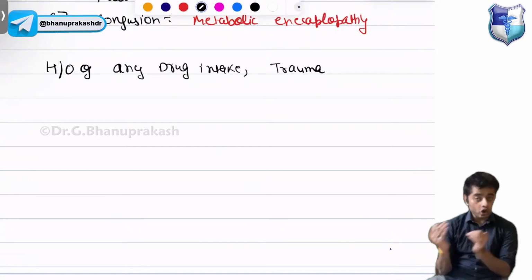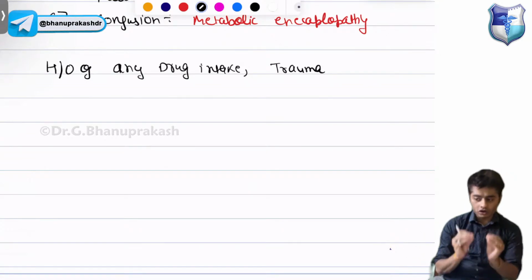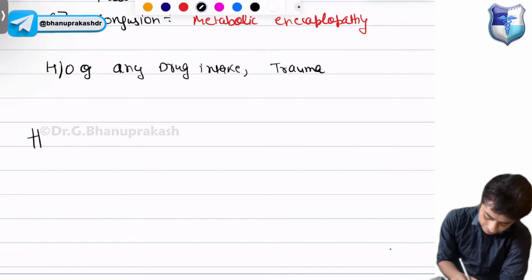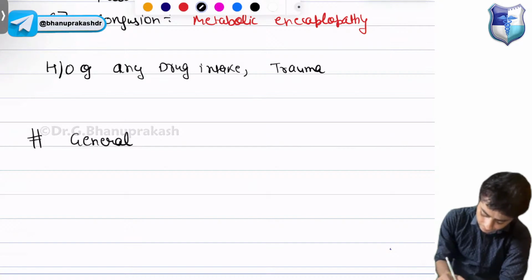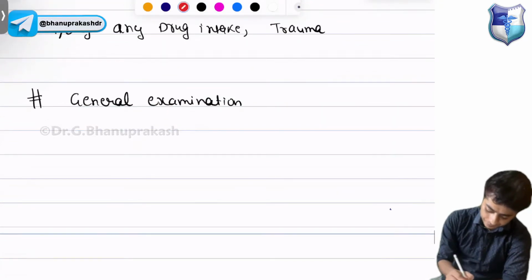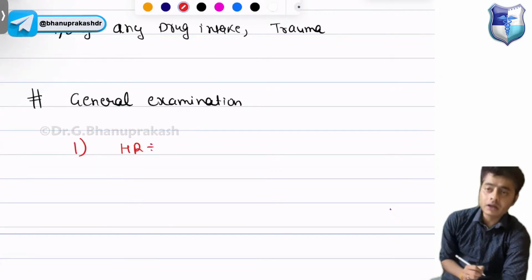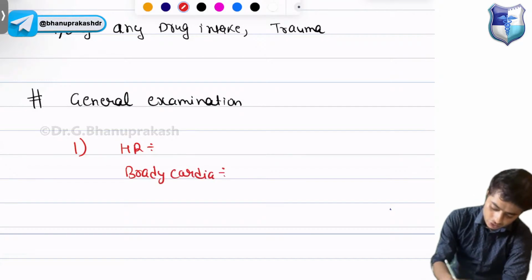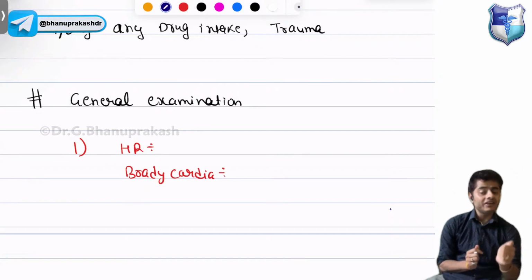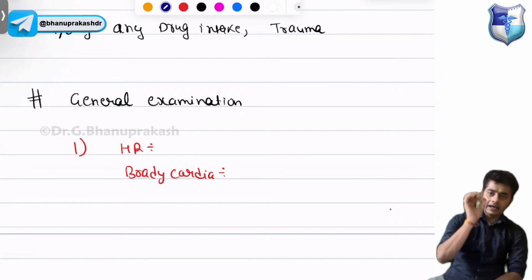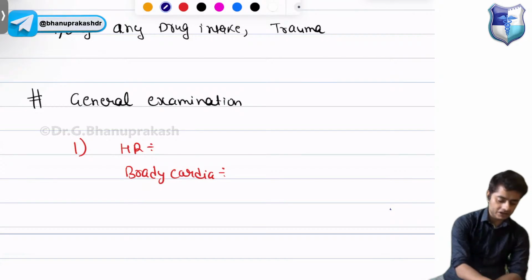Now before we go to neurological examination of the coma patient, first we will see about general examination. So what is in general examination? First is your heart rate. In heart rate, it can be bradycardia. So if there is a patient of coma and he or she is having bradycardia, what will you suspect? Just tell me.